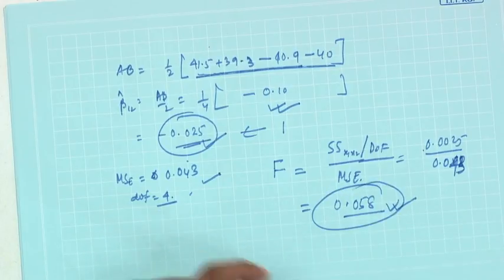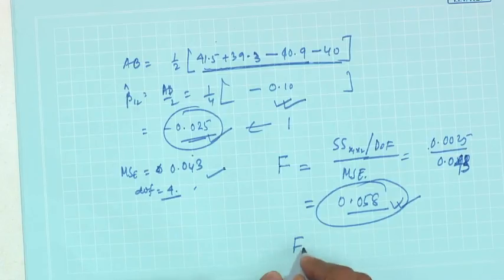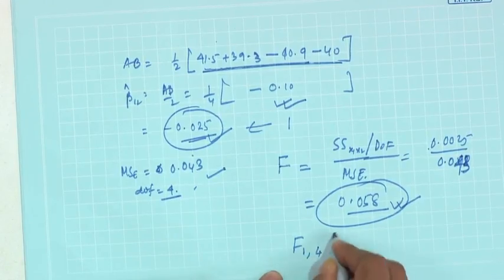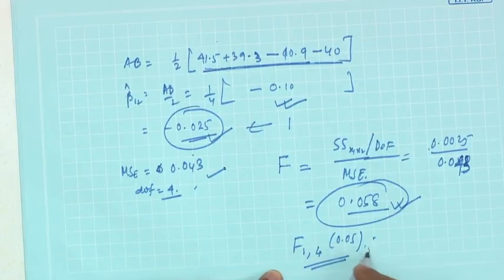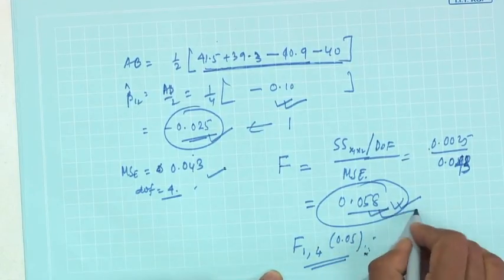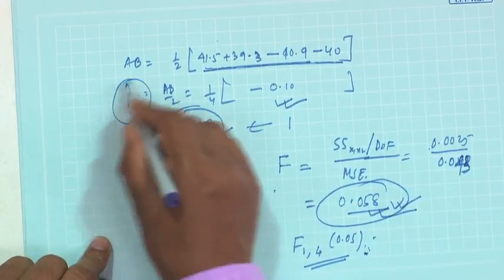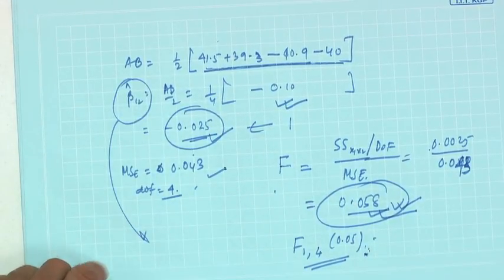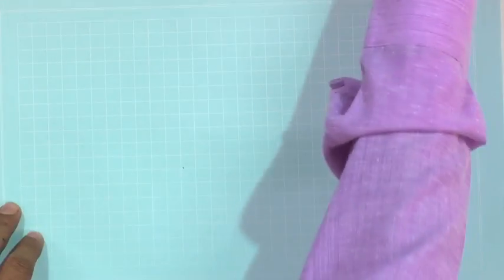Now, if you compare this value with F1, I think 4, 0.05, then you will find out this value is much higher than this. So ultimately that means this effect is insignificant. Fine. So, interaction effect is not there, interaction effect is negligible, that is what you have done here.